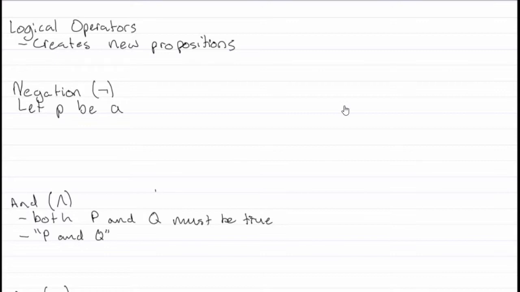Alright, so let's start talking about logical operators. Their purpose is to create new propositions, like I mentioned before. So let's just get right into it here. The first one I want to talk about is negation. This is the symbol used to denote a negation. It's a little hooky thingy. I don't know what else to call it.